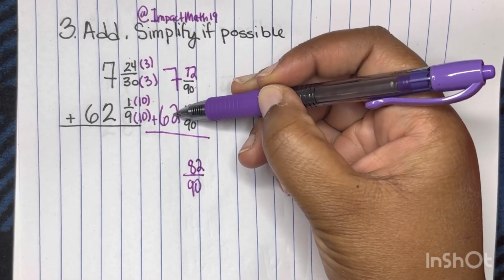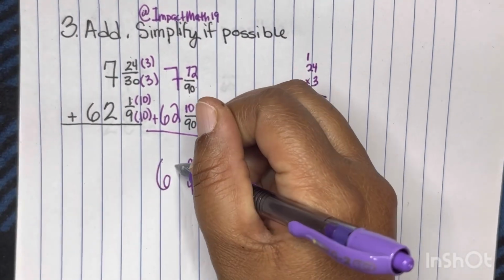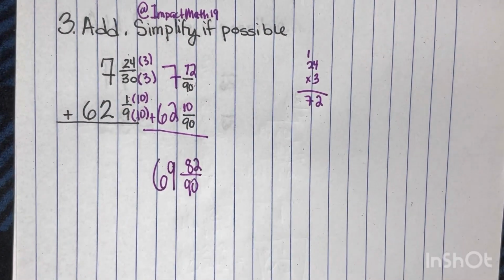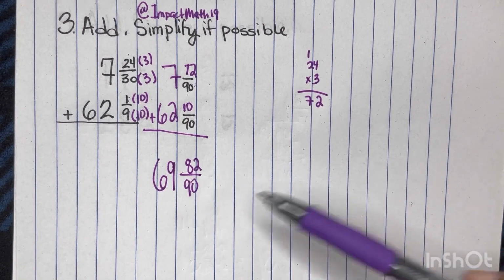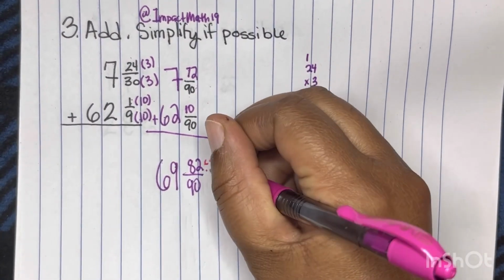And then 62 plus 7 is 69. Now, you're saying, whew, I did all that work, I'm done. Be careful, because the directions say simplify if possible. And since we have an even over even, that means we can simplify, at least divide out by 2.